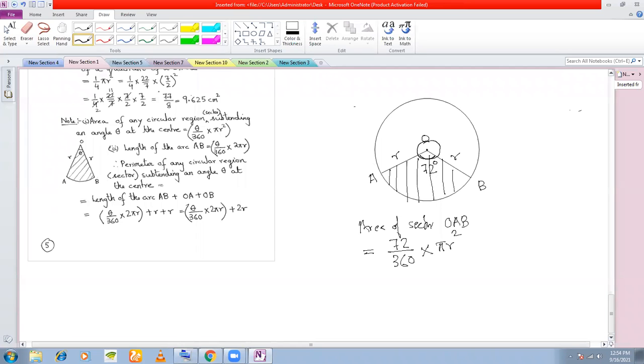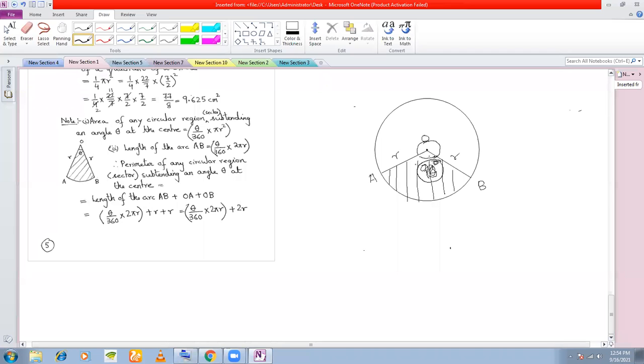So in this case, suppose if instead of 72 degrees, this angle was 90 degrees, then what would you have called this sector? Anyone? What is the name of this sector? Can you tell me? No, sir. It becomes a quadrant because 90 degrees means 1/4 of a circle, right?